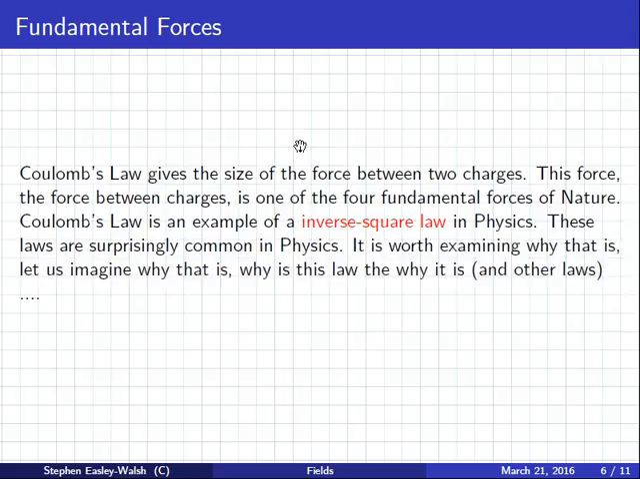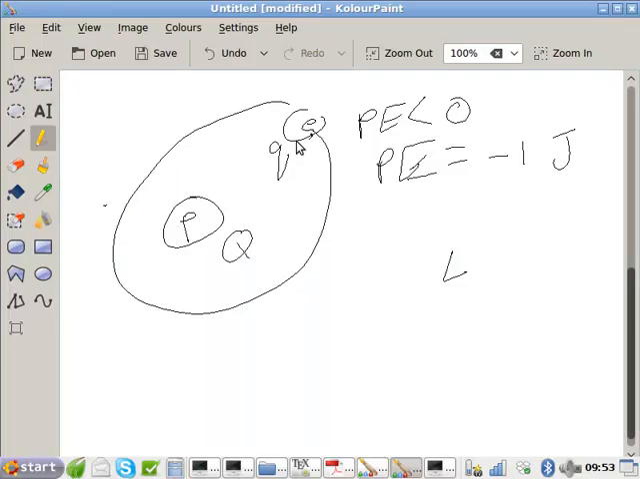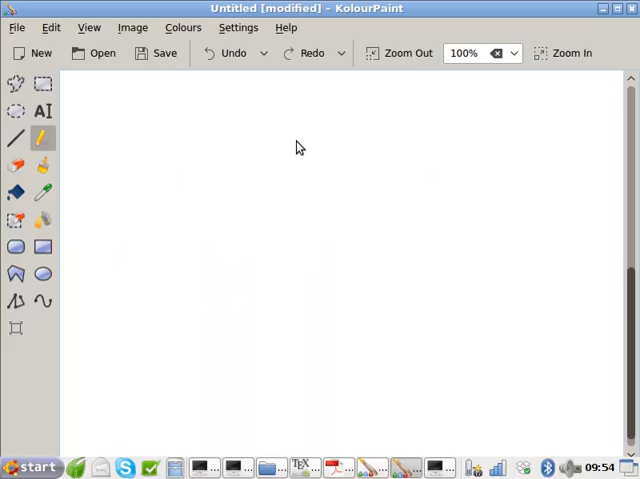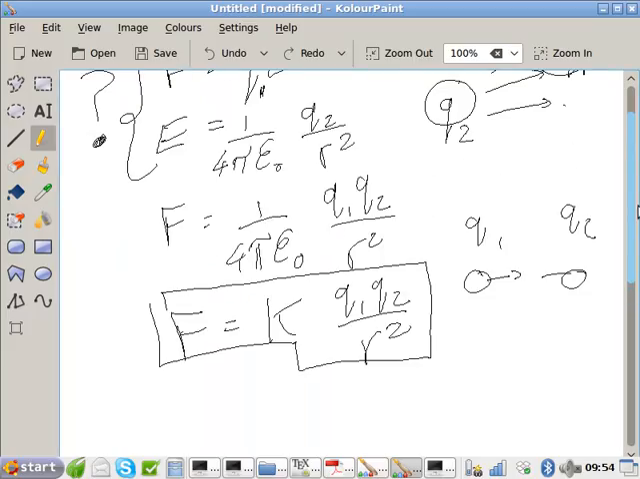Let's imagine why. Okay, so I'll just go back to the law for a second. So you notice that down the bottom there's an r squared. This is very common in physics. You accidentally saw Newton's law, and you notice that Newton's law also has an r squared at the bottom. But the potential energy has no r squared. No, it's not in that one. Yeah, in the force there is.